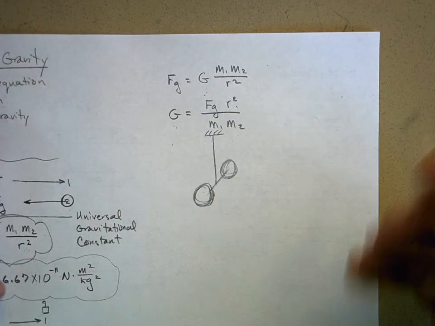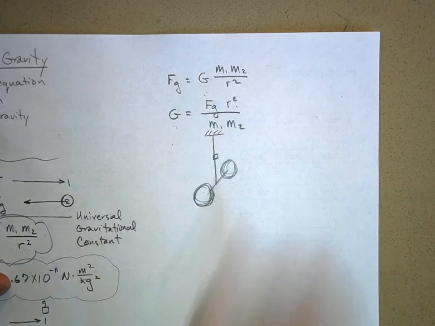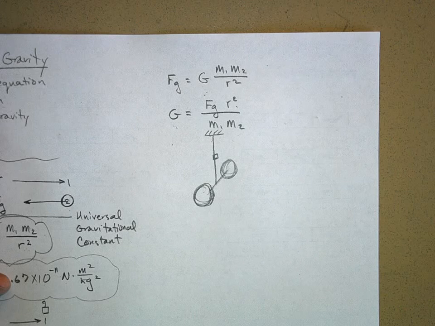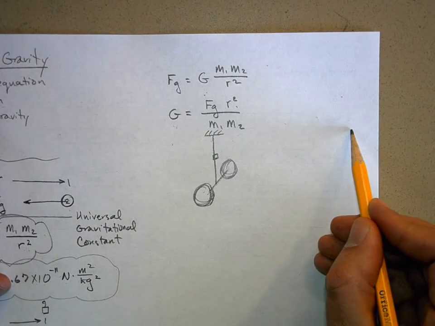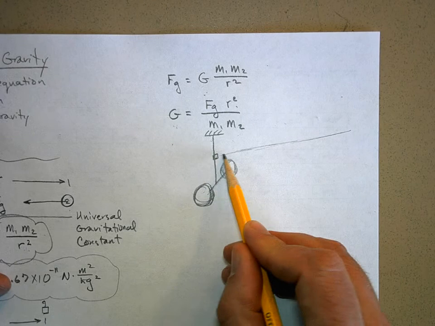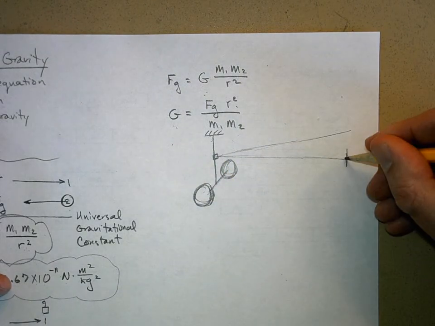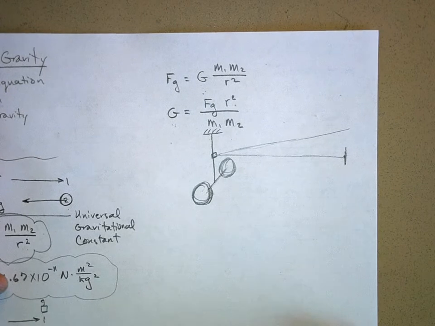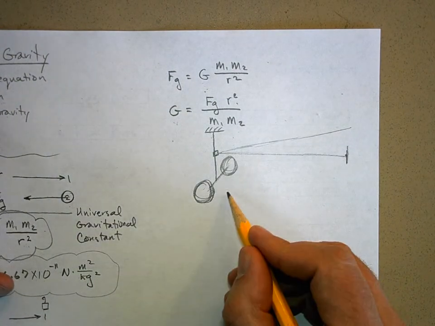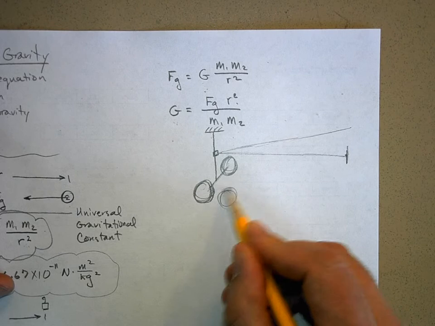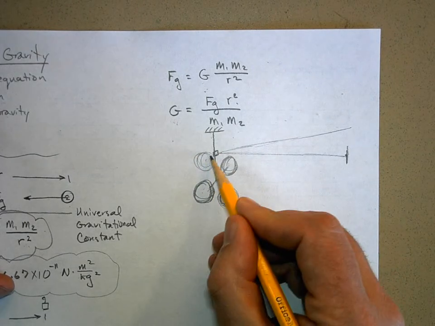Then what you do is you put a little mirror right here on the wire. And you take a little beam of light, and it comes down, hits the mirror, bounces off, and puts a little spot of light on a wall over here somewhere. Then what he did is he put another big metal sphere in front of this one and behind this other one.